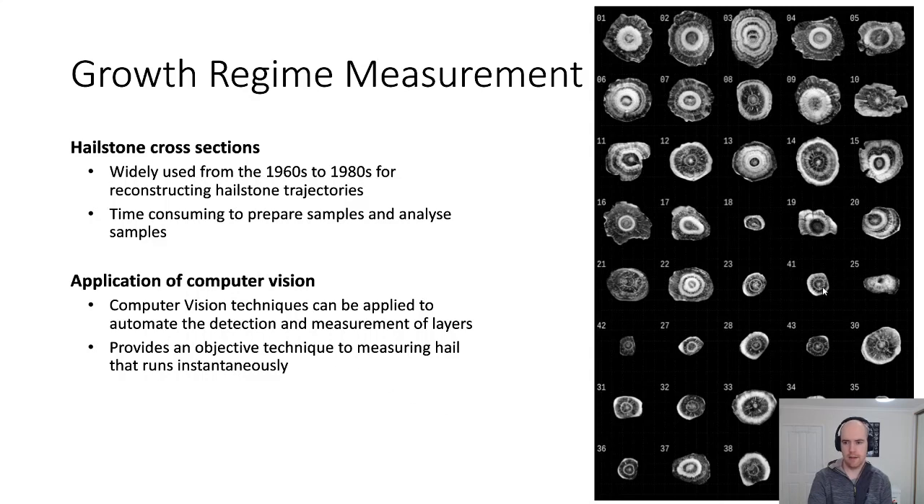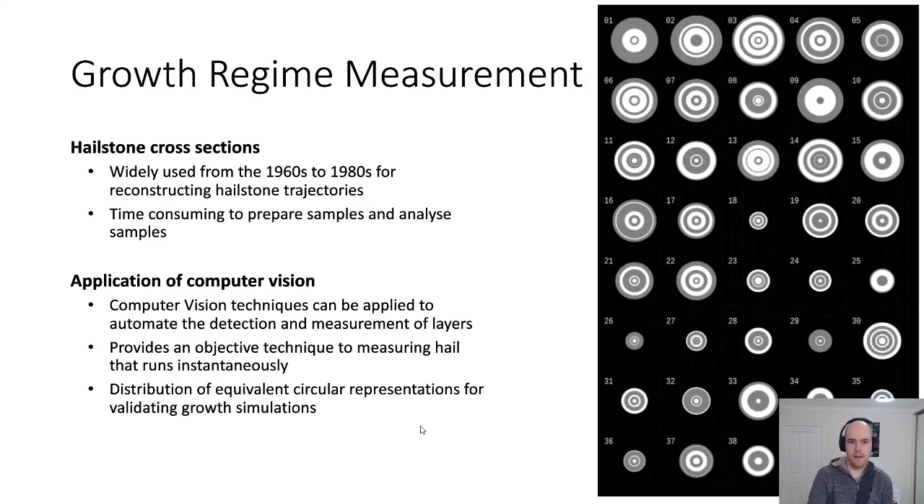You can see an example on the right, a composite panel of 40 hailstones collected in Melbourne, which we are about to apply this technique to. This technique is designed to provide an objective measurement that runs instantaneously. One of the outputs is an equivalent circular representation, which can be directly used for validating growth simulations.